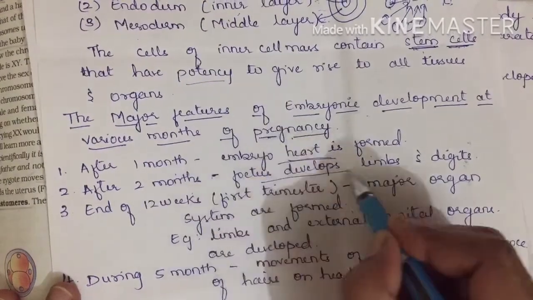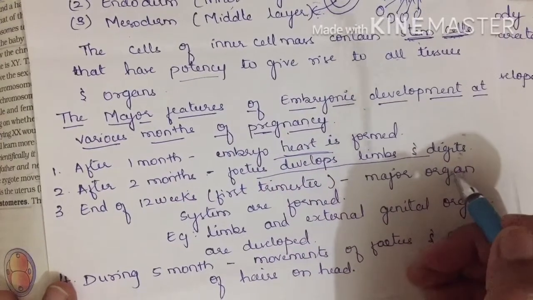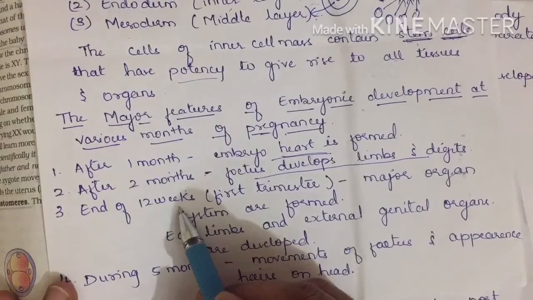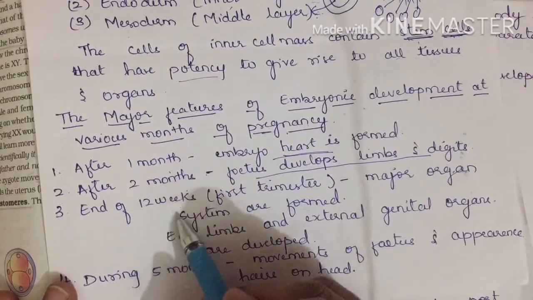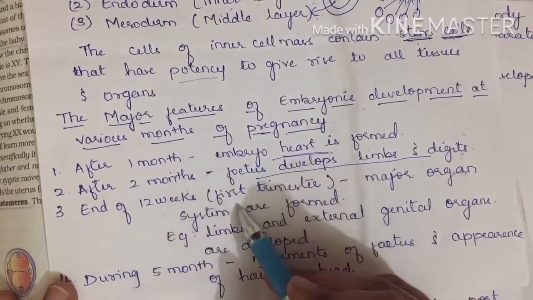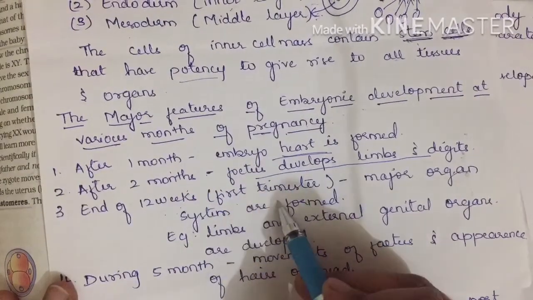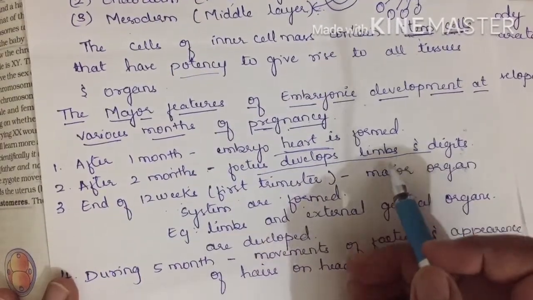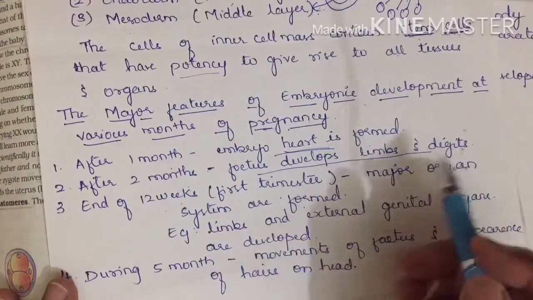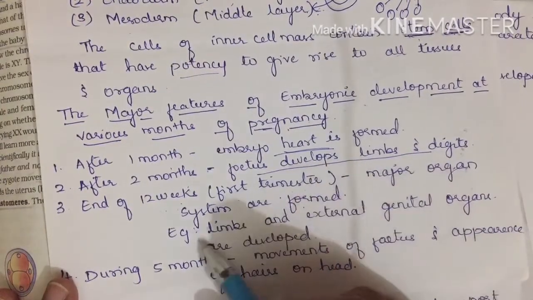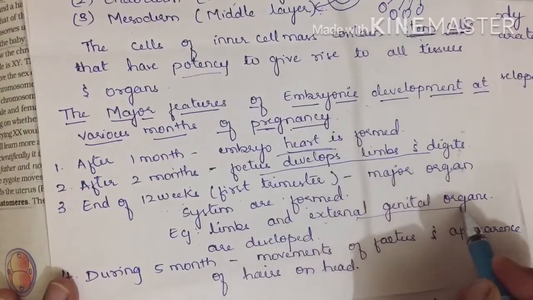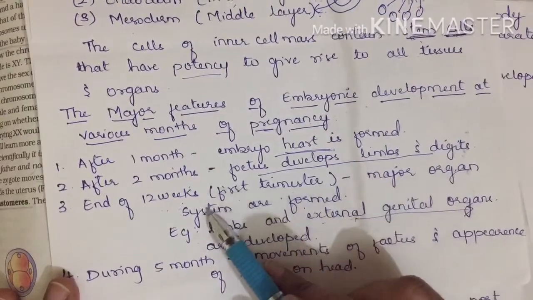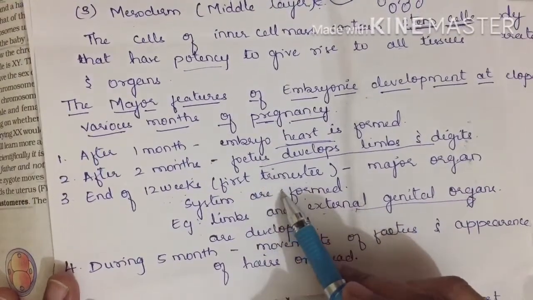After 2 months, the fetus develops limbs and digits, which means forelimbs, hind limbs and fingers are developed. End of 12 weeks: 12 weeks means how many months? That is 3 months. End of 3 months is called the first trimester. Tri means 3. So after the end of the first trimester, major organ systems are formed, like the digestive system, circulatory system, and different organ systems. Examples are limbs and external genital organs. External genital organs, either male or female, whichever it is, will be formed at the end of the first trimester, or at the end of 3 months.